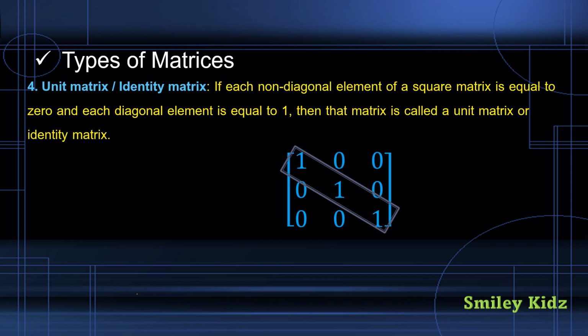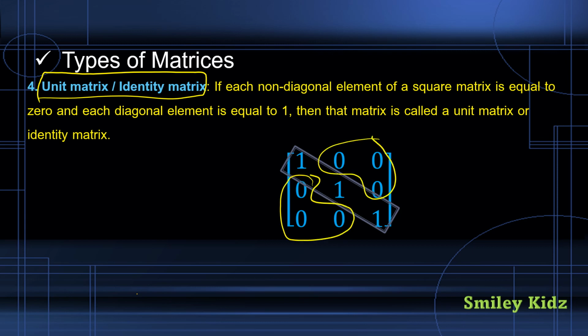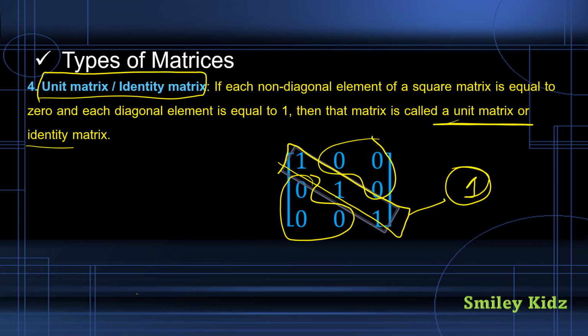Moving ahead, we have unit matrix or identity matrix. Here it says, if each non-diagonal element of a square matrix is equal to 0, that is, all the non-diagonal elements which do not comprise a diagonal are 0, and each diagonal element is equal to 1, all the diagonal elements are equal to 1, then such a matrix is known as a unit matrix or an identity matrix.